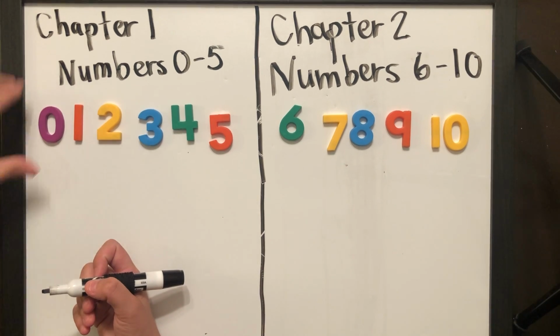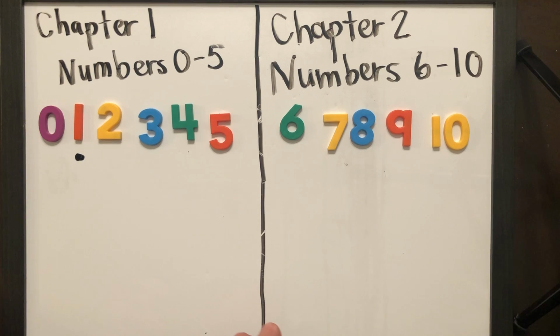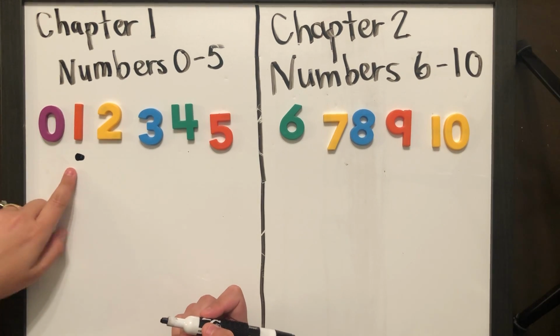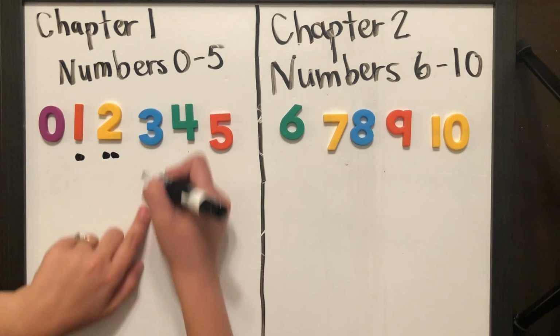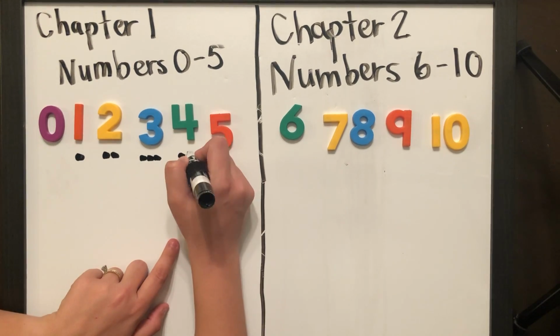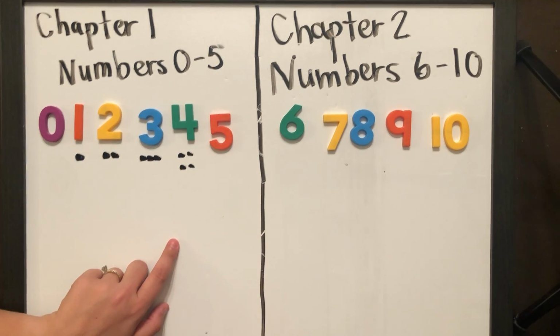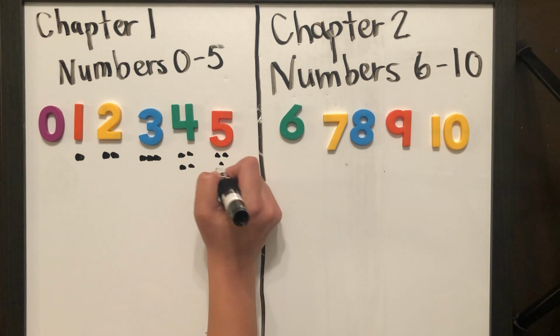So for 0, I have no items. For 1, I'm just going to do little dots to show that number. For 2, I have 2 little dots. For 3, I have 3 dots. For 4, 1, 2, 3, 4. And for the number 5, I have 5 dots.